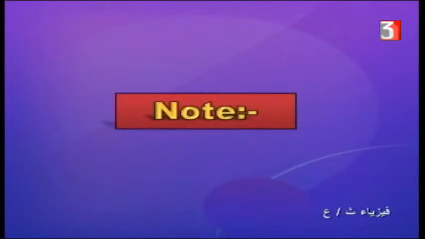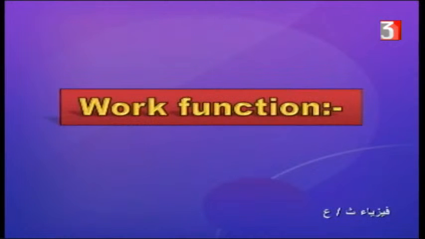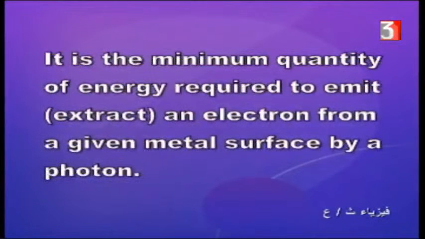Note your attention, please. We'll define the work function. Work function depends only on the kind of metal. What about work function? It is the minimum quantity of energy required to extract an electron from a given metal surface by a photon. It is the minimum quantity of energy required to emit an electron from a given metal surface by a photon.